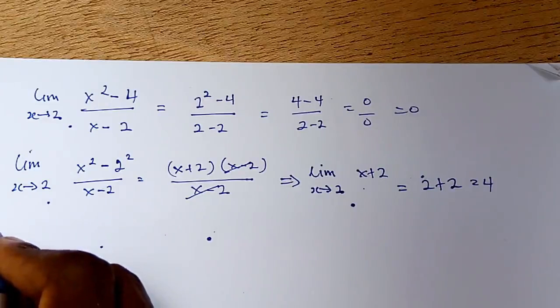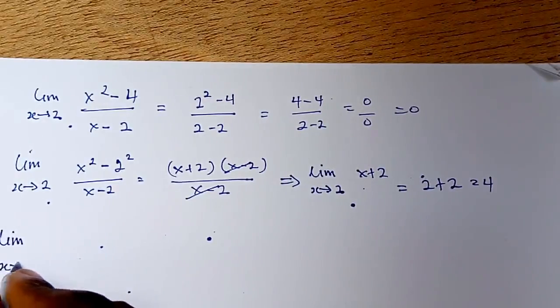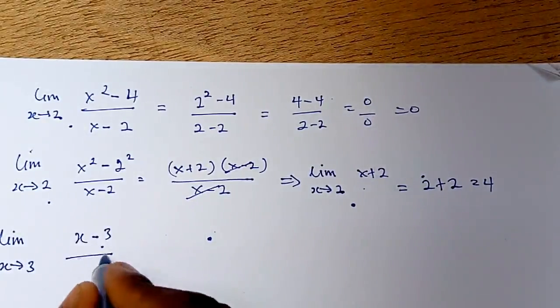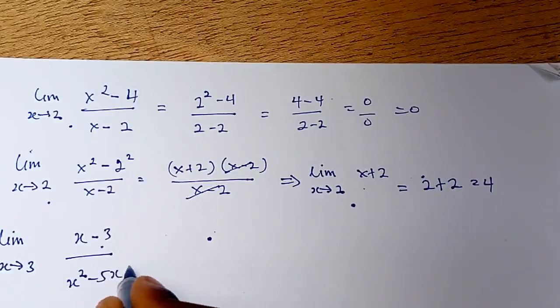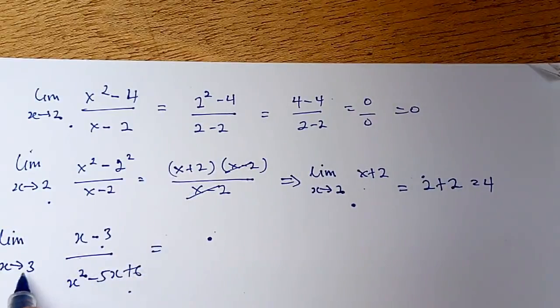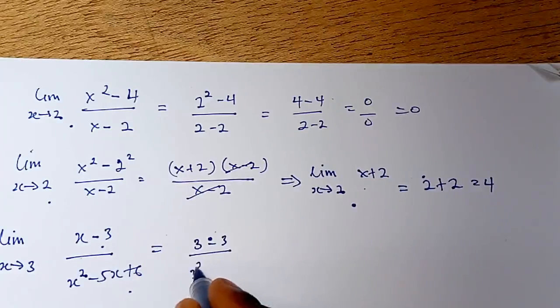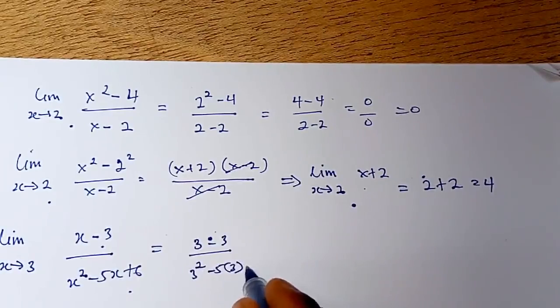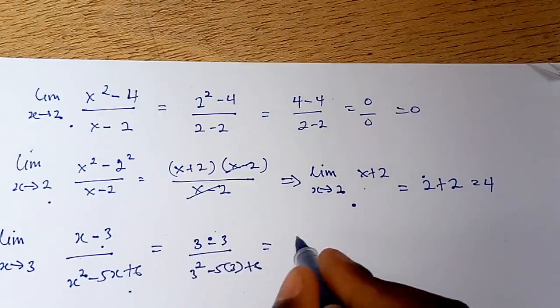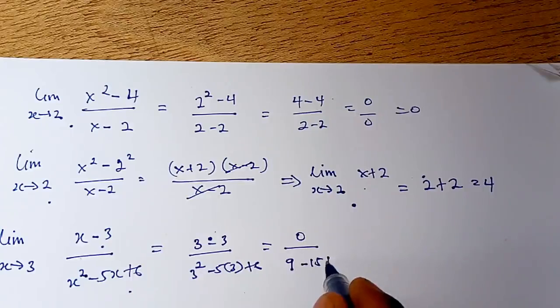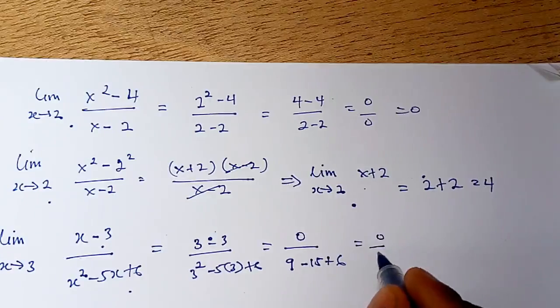So let's take this example, which is the limit as x approaches 3 of x minus 3 over x squared minus 5x plus 6. When you substitute 3 into this rational function, you get 3 minus 3 over 3 squared minus 5 times 3 plus 6. Let's break it down. 3 minus 3 gives us 0 here, and 3 squared gives us 9 minus 15 plus 6, which is 0, so we get 0 over 0.